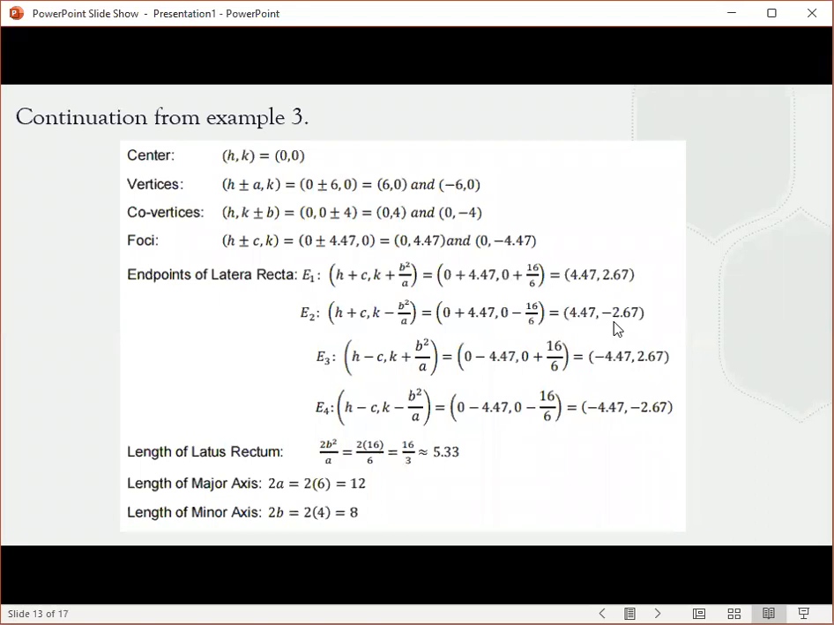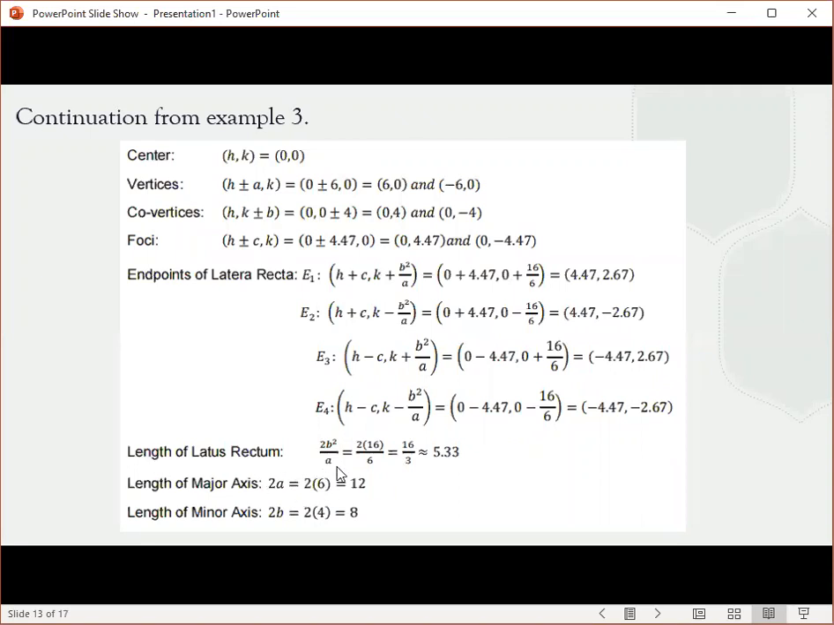4.47 and negative 2.67. The third endpoint, this time we'll have H minus C. So H is 0 minus our C is 4.47. You'll get negative 4.47 and 2.67. For the fourth endpoint, you'll have H minus C or negative 4.47. K minus B squared over A, you'll get negative 2.67. So those are the 4 endpoints of your latera recta.